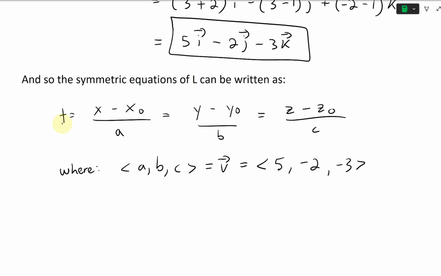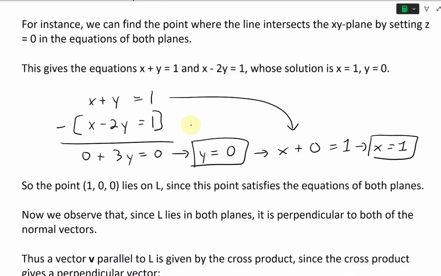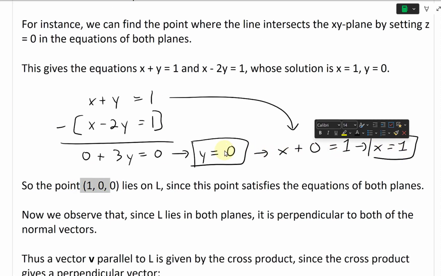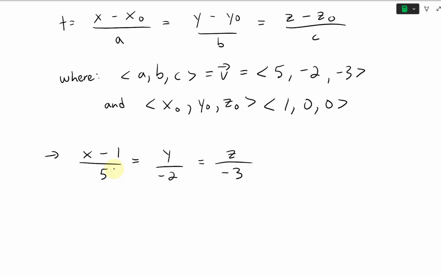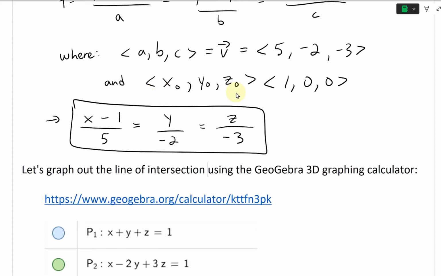And also the components of the point here, x0, y0, z0, this is just a point on L. If we remember where we solved it for both planes, this was just equal to 1, 0, 0 as per the setup here. So we solved it here, the point x0 is 1 and then y0 and z0 are 0. And so that one lies on the line L. Yeah, so we'll put this all together. We get x minus x0, which is 1, over A, which is 5. This equals y minus 0, which is 0, divided by B, which is negative 2. And then this equals z minus 0, which is just z, divided by C, which is negative 3. So there's our symmetric equations. Like that.